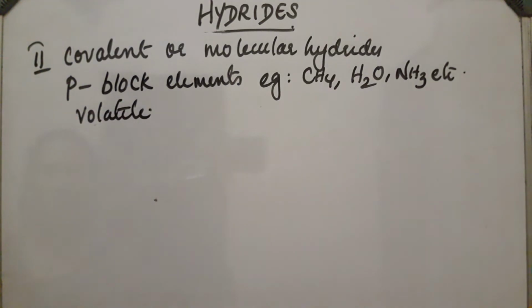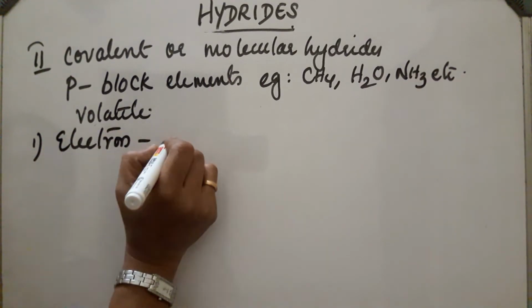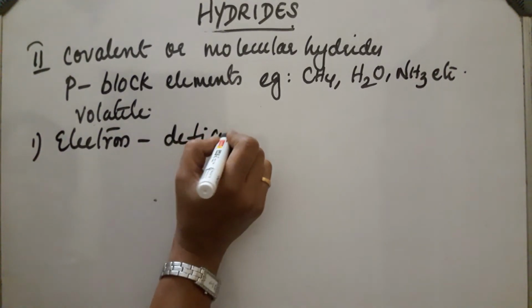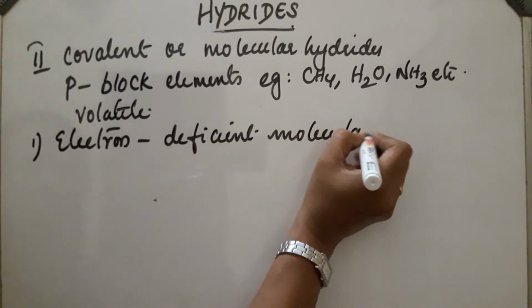According to the relative number of electrons and the bonds in the Lewis structure, they are classified into three. First one, electron deficient molecular hydrides. Second one, electron precise molecular hydrides, and third one, electron rich molecular hydrides. Let us discuss one by one. First one, electron deficient molecular hydrides.